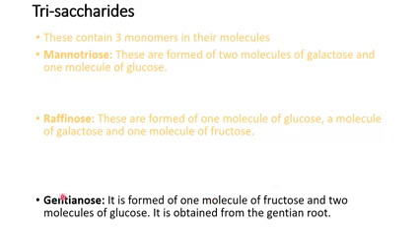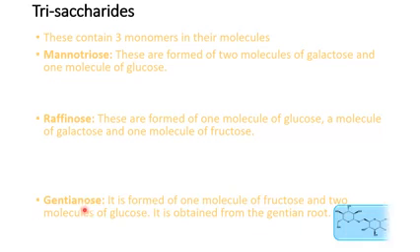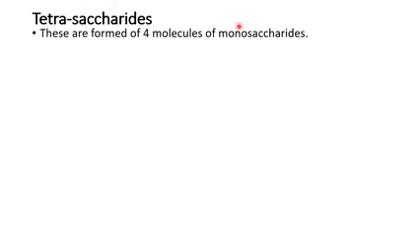And gentianose. It is formed from one fructose and two glucose units. It is obtained from the gentian root, so it is called gentianose. The structure is something like this: you have a fructose unit there and two units of glucose. The next is the tetrasaccharides, which contain four molecules of monosaccharides.